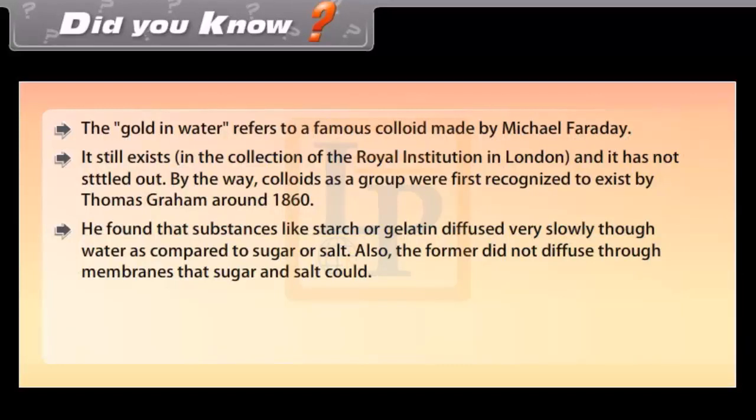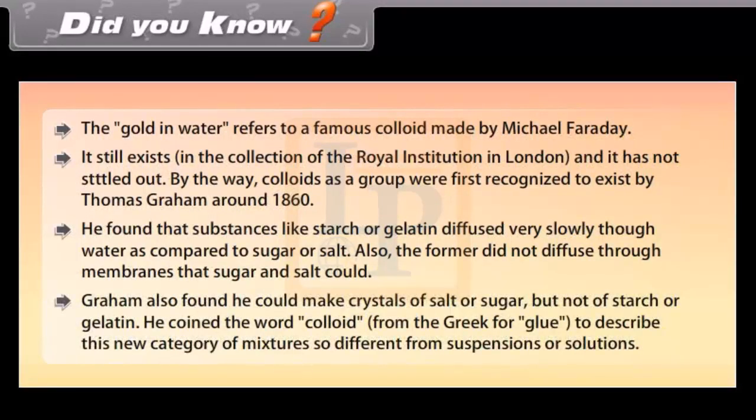Also, the former did not diffuse through membranes that sugar and salt could. Graham also found he could make crystals of salt or sugar, but not of starch or gelatin. He coined the word colloid from the Greek for glue to describe this new category of mixtures so different from suspensions or solutions.